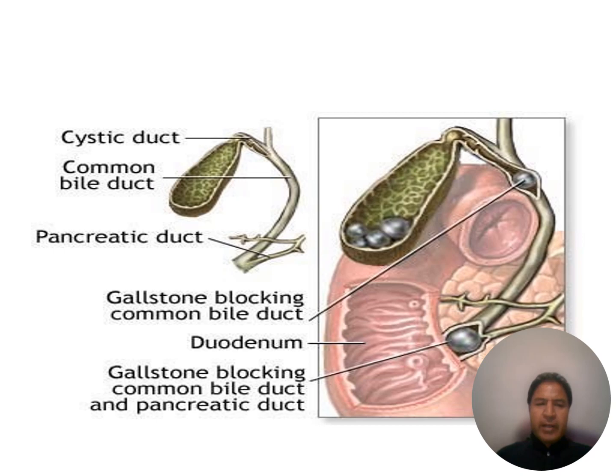You can see in the diagram the cystic duct and the hepatic duct combine to form the common bile duct, and then the pancreatic duct joins. Here we can see a calculus blocking the common bile duct. When this duct empties into the duodenum here, it is blocked by another calculus. It is an example of a gallstone blocking both the common bile duct and the pancreatic duct.